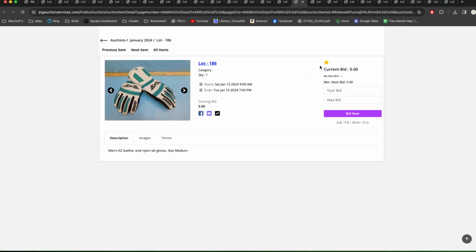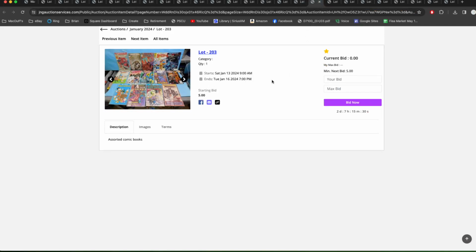And some leather ski gloves. This particular brand is K2, very good brand. And I did really well getting some comics recently.